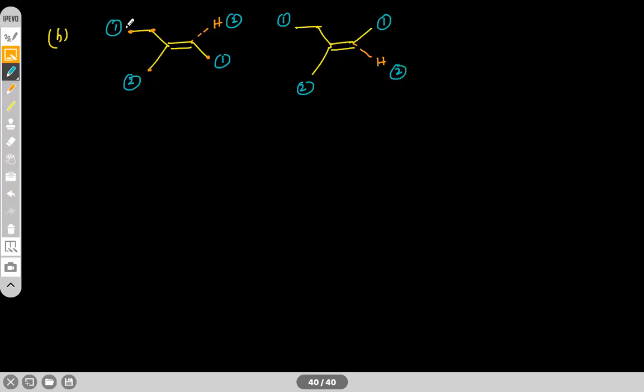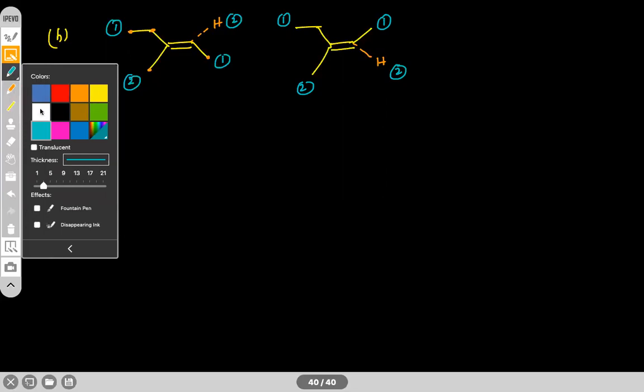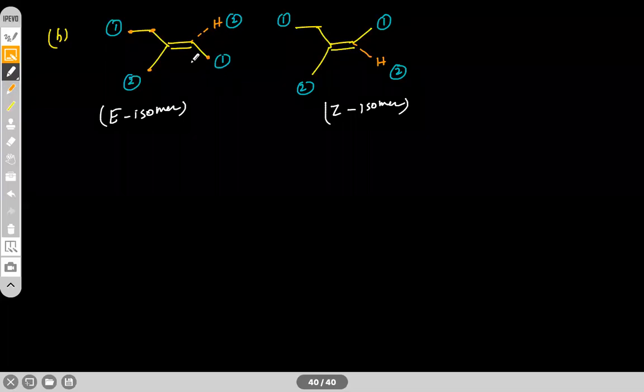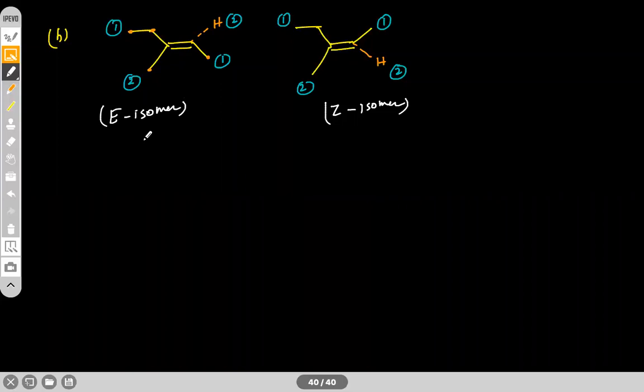Higher priority on the opposite side, so this one is E isomer. And this one is higher priority on the same side. It is Z isomer. In terms of cis and trans, what can we write? Identical group do we have in this one? Yes, we have methyl. 2 identical groups on the same side. So this one is cis.